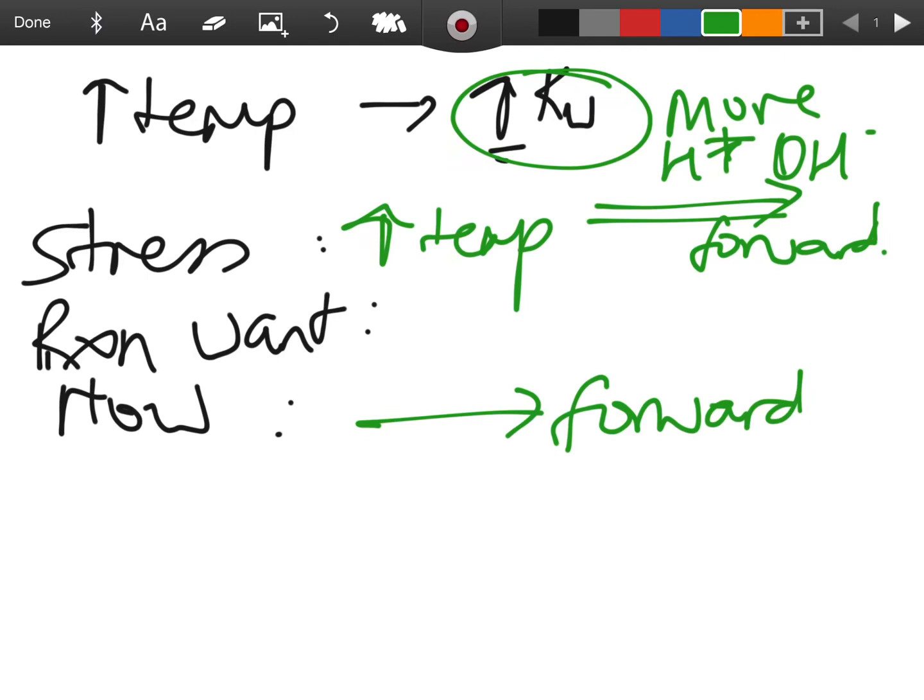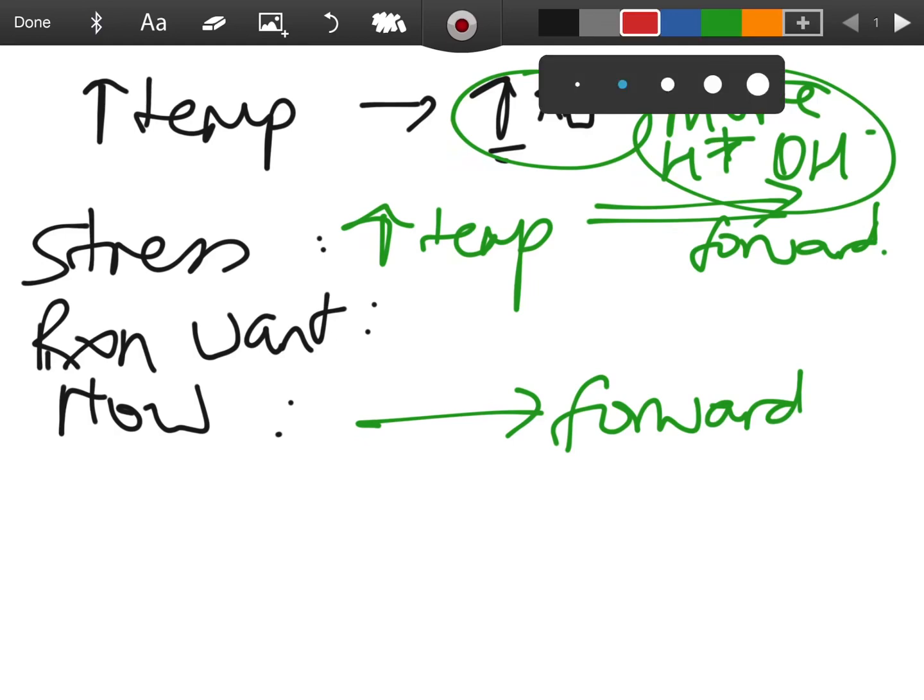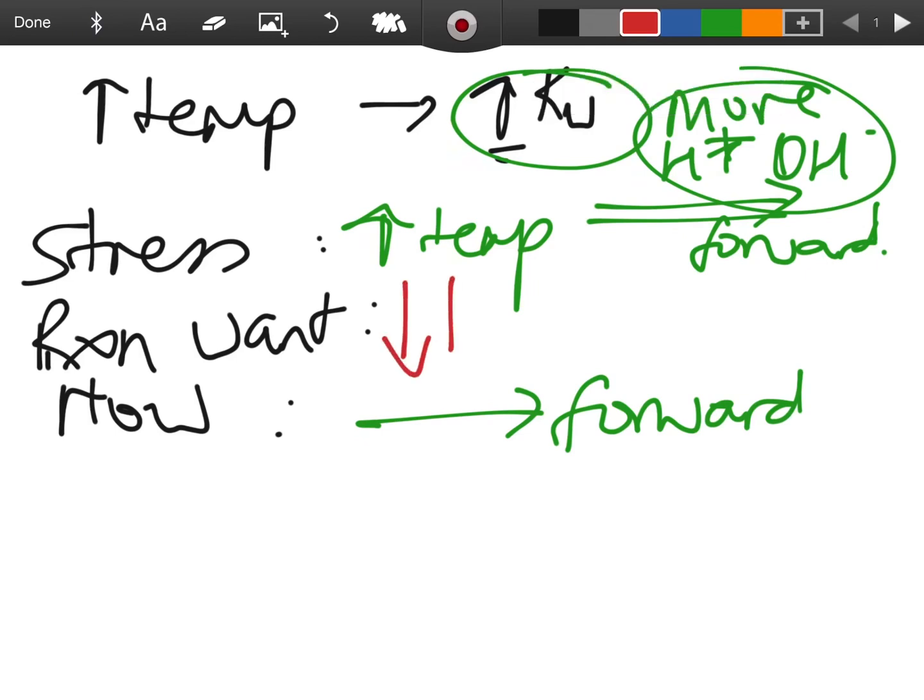How do I know that? Because my value for Kw is increasing, which tells me there are more ions present. Now, if the forward reaction is being favoured as a result of an increase in temperature, then that forward reaction must be endothermic, okay? So if the stress is that you're increasing the temperature, the reaction will want to decrease the temperature. And how is this particular reaction decreasing temperature? Favouring the forward reaction. So the forward reaction must be endothermic. Okay, so you'd have to explain that in your answer.